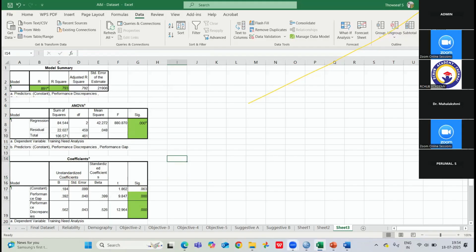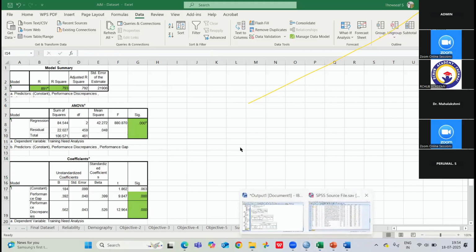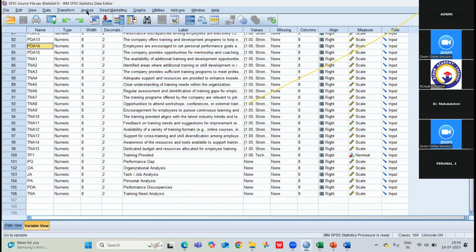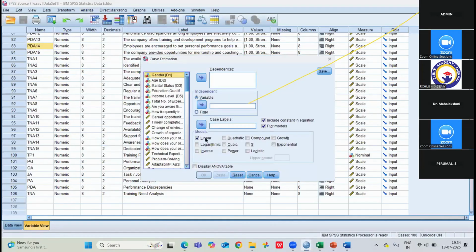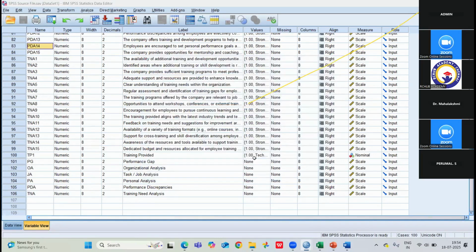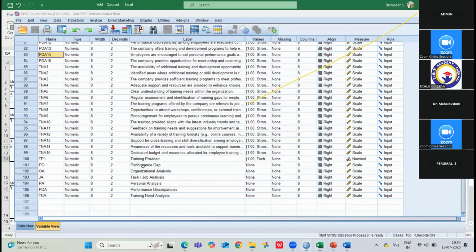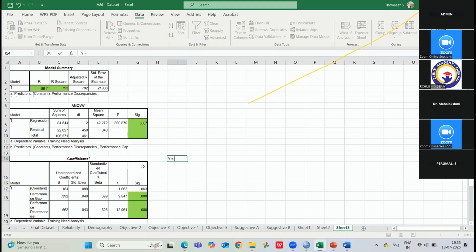See, I tell you, there are various kinds of regressions. Linear regression is just a part of it. You go to regression, you go to curve estimation, you see, apart from linear regression, there are quadratic, compound, growth, logarithmic, cubic, sine, exponential, inverse, power, logistic. There are so many types of regression. And the linear regression equation formula is what we know mostly. That is y equal to a plus bx.